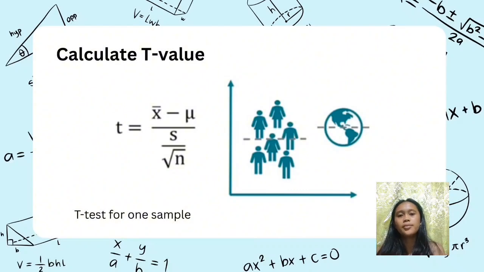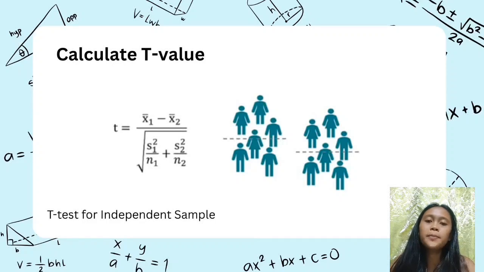So I'll be explaining how to calculate the t-value using different types of t-tests. First, we have the one sample t-test. The formula compares the average of the sample to the average of the population. So you subtract the population average from the sample average, then divide it by the sample standard deviation over the square root of how many values are in the sample.